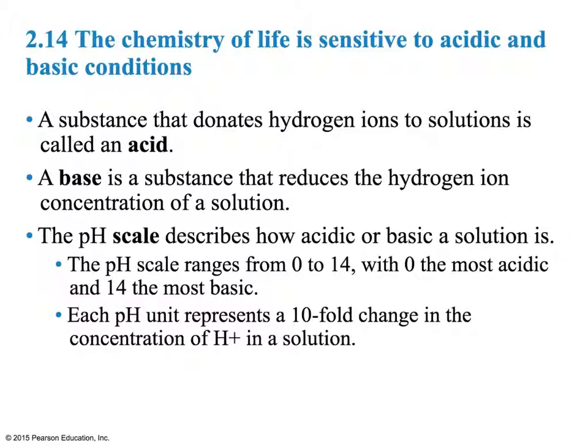So any substance that donates hydrogen ions to solutions is called an acid. And remember, we show hydrogen ions as H+, so the plus or negative sign is just showing that it's an ion. A base is a substance that reduces the hydrogen ion concentration of a solution, or in other words, a base is going to have more hydroxide ions, whereas an acid is going to have more hydrogen ions.